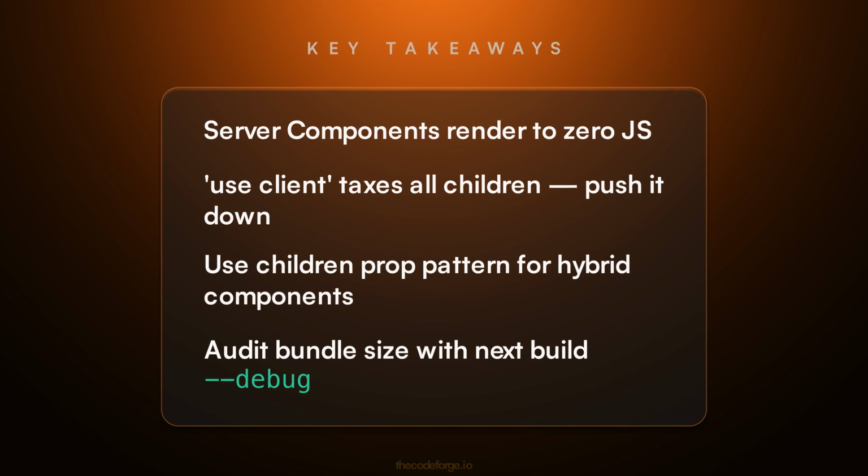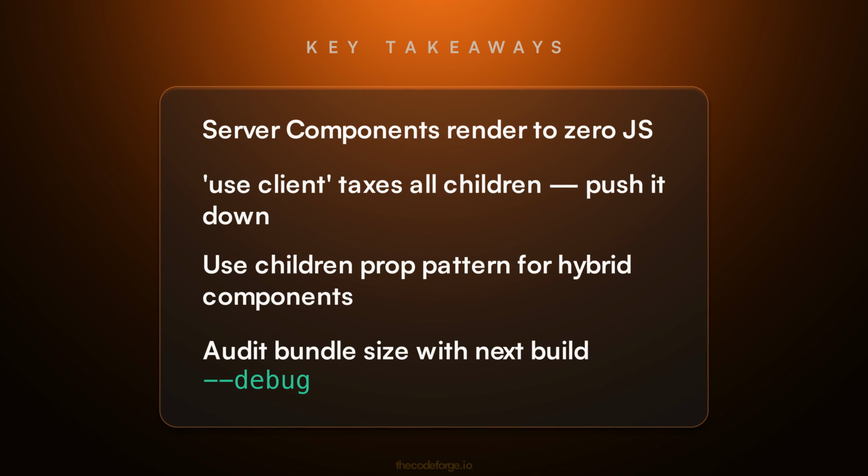Let's recap the key takeaways. Server components render on the server. Use client taxes all children, so push it down. Use the children prop pattern for hybrid components. Audit bundle size with next build --debug.